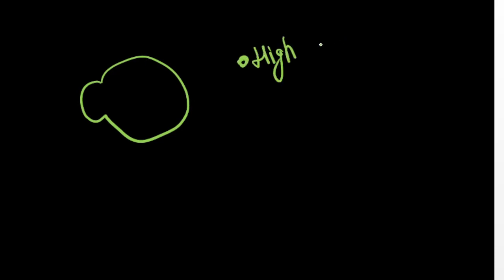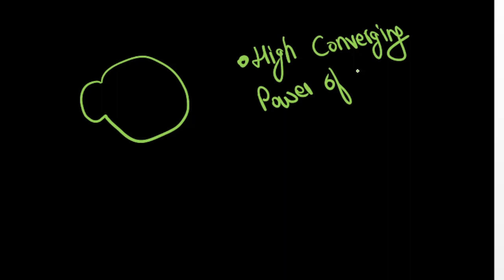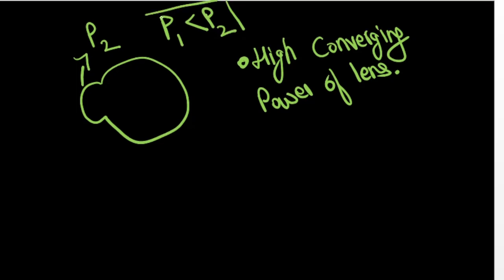This is the cornea, this is your eyeball. Now the thing is high converging power of lens. This is the condition here. It means the power of this lens, let us say, is P2. I don't know if you are able to understand or not. Let me just try to tell you what I have written here.